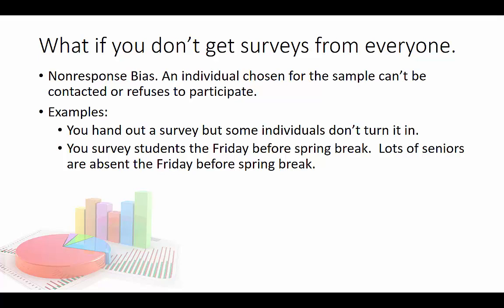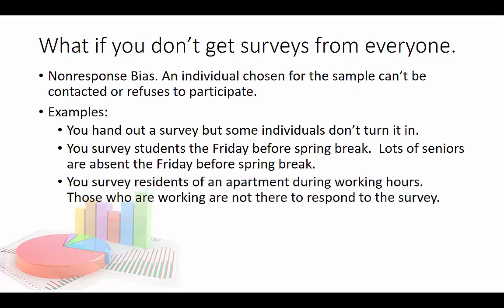Say you survey students the Friday before spring break. Well, I'm going to tell you right now, lots of seniors are absent the Friday before spring break. Not that I approve, and I don't. So you would be missing a lot of seniors. You could survey residents of an apartment during working hours, in which case you would miss the people who are at work and can't respond to the survey. Now, if people don't refuse, and you believe your sample's still representative, then maybe you won't suffer from this bias.